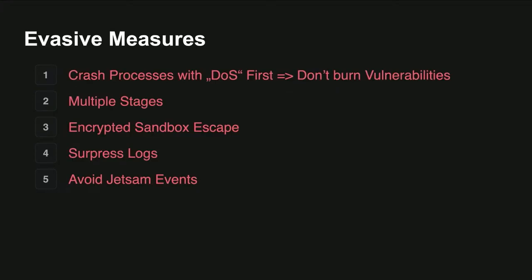Here's a summary of the evasive measures. What we also found out is that the HomeKit vulnerabilities and messages BlastPass service crashes. So we're actually crashing those processes first with some kind of DoS vulnerability, so they're not going to leak the other vulnerabilities that they actually want to use later on, which is pretty smart as well. They have multiple stages. They're encrypting the sandbox escape. We were not able to recover that. Near was project 0 in the forced entry sample.